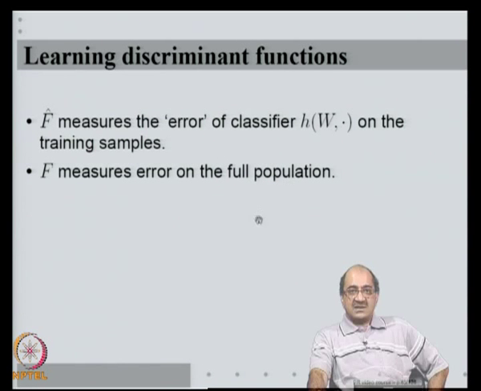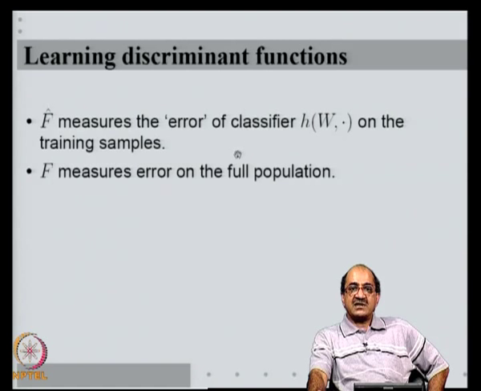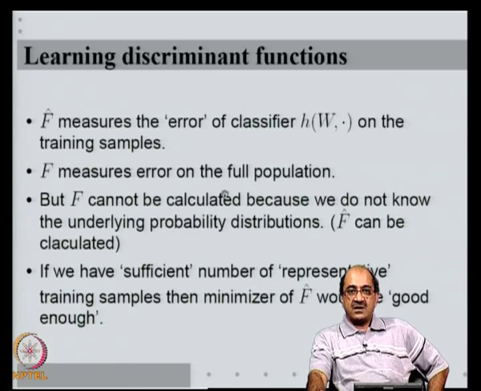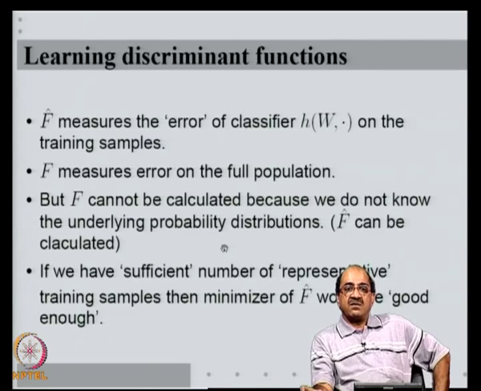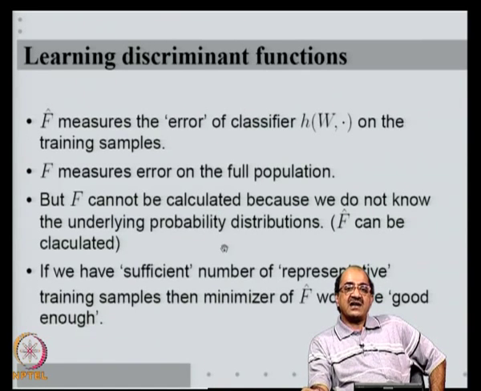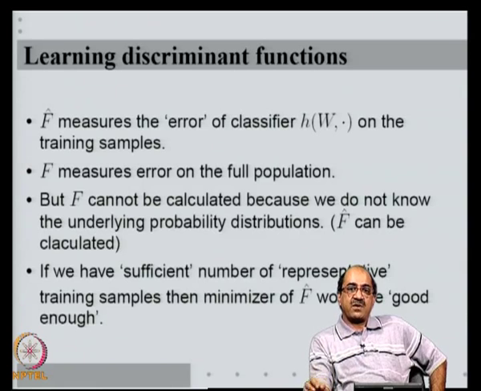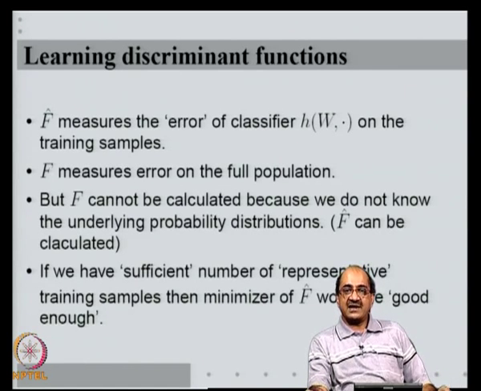So, let us understand this again. F hat measures the error of classifier on the training samples only, because it is obtained as a sample mean. F, of course, is obtained as an expectation. So, it measures error on the full population. So, what we are saying is that why do we use f hat? We cannot calculate f because we may not know the underlying probability distributions. So, we are calculating f hat, which can be calculated.